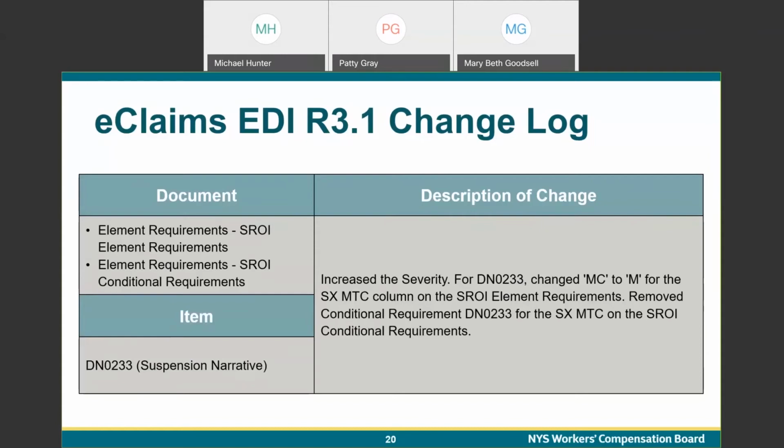On the Schroy element requirements, as well as the Schroy conditional requirements, suspension narrative, we increased the severity. For DN 233, it was changed from MC to M. For the SX MTC column on the Schroy element requirements, we removed all conditional requirements for the Schroy SX MTC. On the conditional requirements, it was decided that that field, the suspension narrative, is important and should be with every suspension. So we just wanted to accurately reflect that on our table.